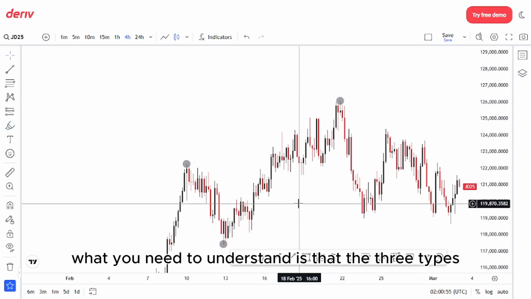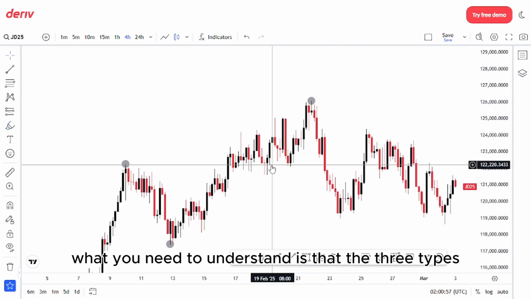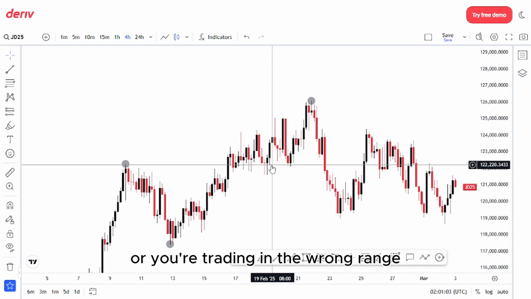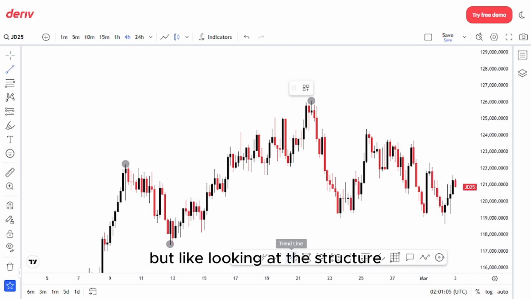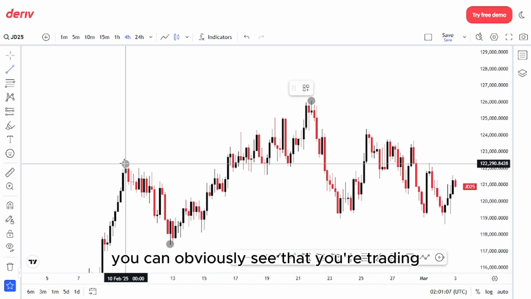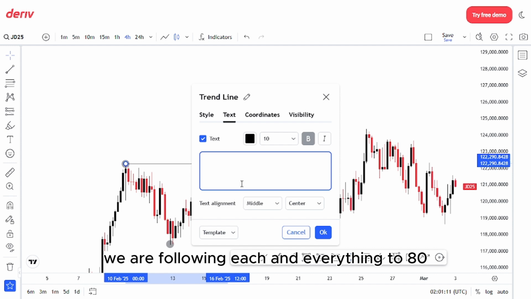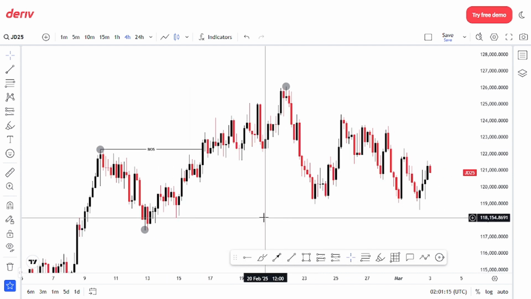So now what you need to understand is that the 3-touch pullback will confirm if you're trading in the right range or you're trading in the wrong range. But looking at the structure, you can obviously see that we are trading in the right range, guys. Now we are following each and everything to a T. We are following our trading plan, and if you don't have a trading plan, you have a problem. You really have a problem, my guys.